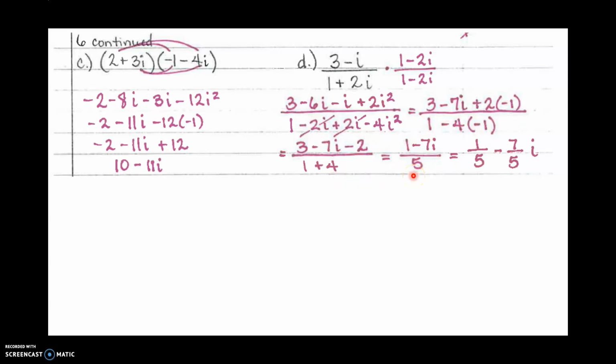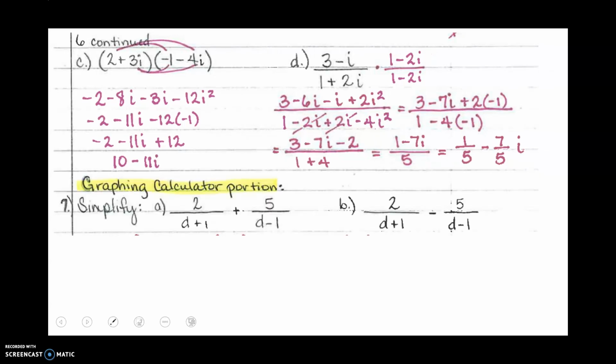would be 5. Now we want to write this in a plus bi form, which means we need to break it apart and say 1/5 minus 7/5 i. So 1/5 minus 7/5 i would be a plus bi form.